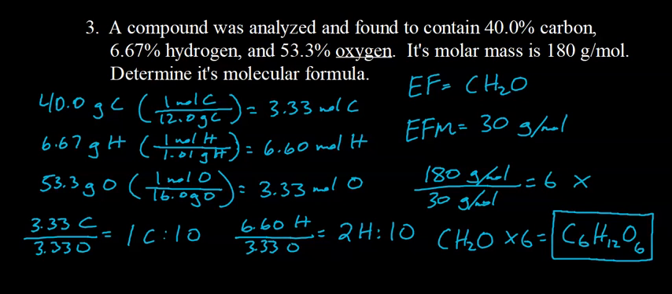Add up the masses of 1 carbon, 2 hydrogens, and 1 oxygen. We get 30 grams per mole. Notice I put the units the same as what we were given in the problem, so we're given molar mass. So I calculated the molar mass of the empirical formula. Take those numbers, divide them, we get 6 times as massive. So the molecular formula is 6 times that of the empirical formula. And so we end up with C6H12O6 for the molecular formula.